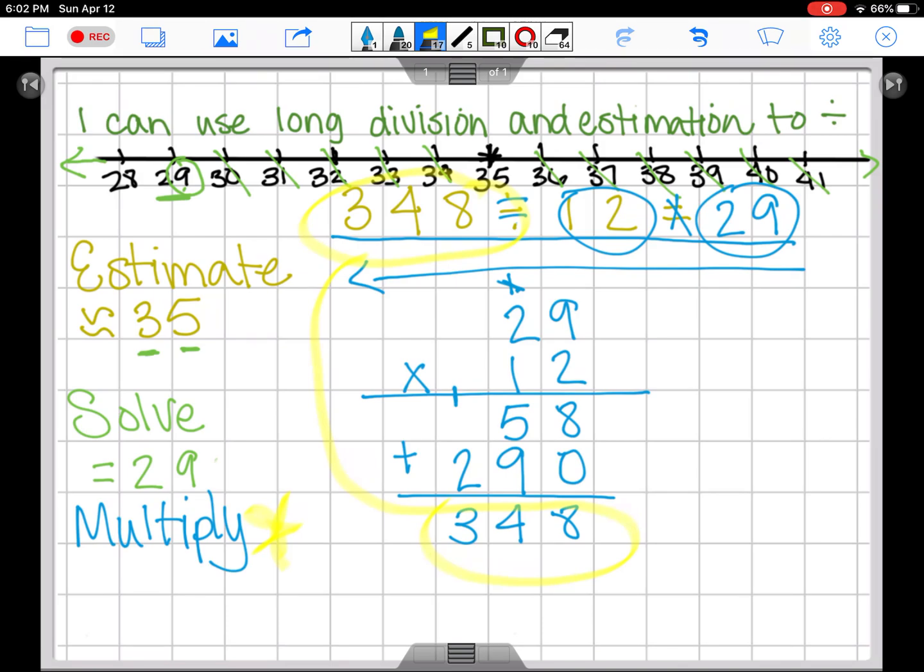I hope that this gave you a clue about how we can use estimation to help us solve these 2-digit divisor division problems. They are always going to require a little bit of estimation, a little bit of guessing and checking, and we're always going to have to do a little bit of multiplying throughout the process to see that we're on the right track. I really recommend that once you guys estimate, you make a number line to help you keep track of where you're at with your numbers. That's one really great strategy.